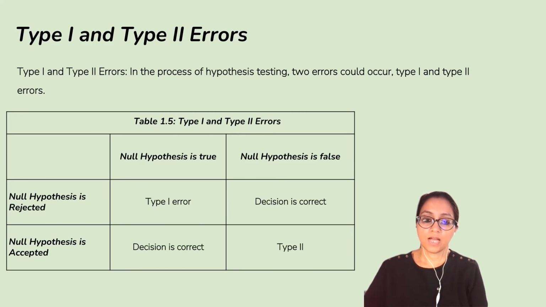Now if the null hypothesis is true and you are accepting the null hypothesis, again you are not committing any error and your decision is correct. And if null hypothesis is false and you are accepting the null hypothesis, it means you are committing an error, and that error is known as type 2 error. So basically there are two types of error, type 1 error and type 2 error.